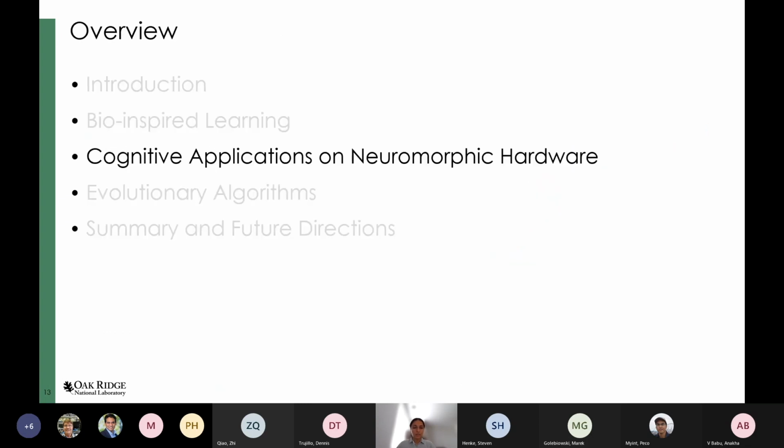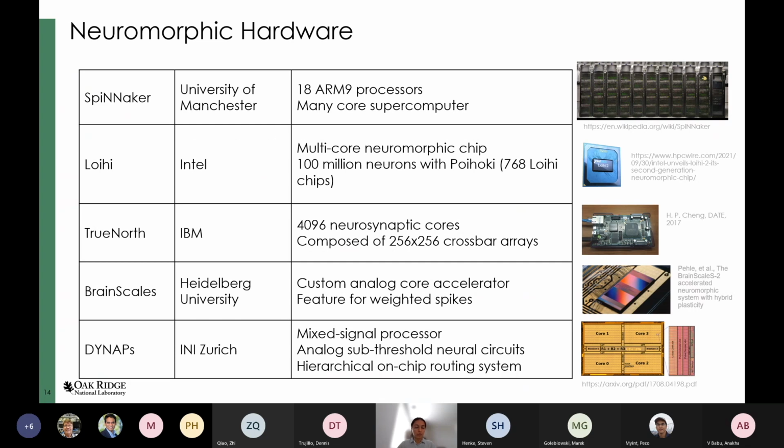So these are some of the bio-inspired learning applications that we are currently pursuing at our lab. And I'll just go over some of the other cognitive applications that different research groups have also done with some of the actual neuromorphic hardware. So here is an overview of some of the most prominent neuromorphic hardware that is out there. SpiNNaker is the most popular one, which is an ARM-based processor, and it has been realized as a highly scalable supercomputer.